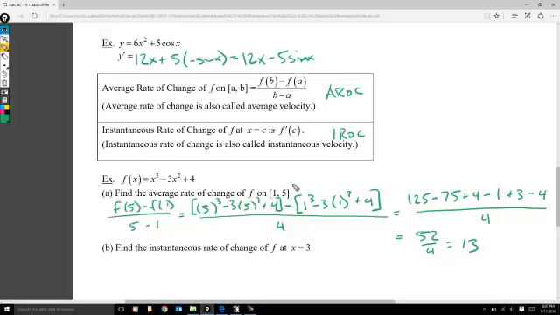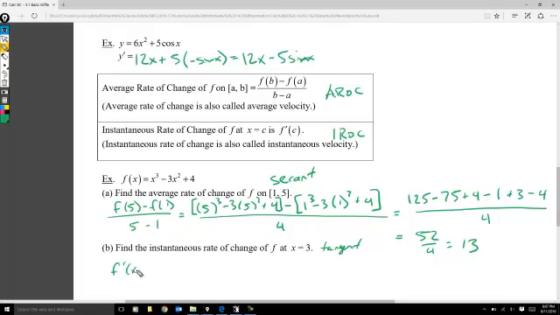All right, so remember this is a secant line. We just found the slope of our secant line between 1 and 5. Now for instantaneous, I need to find the derivative. Remember that's a tangent. I need to find the derivative.